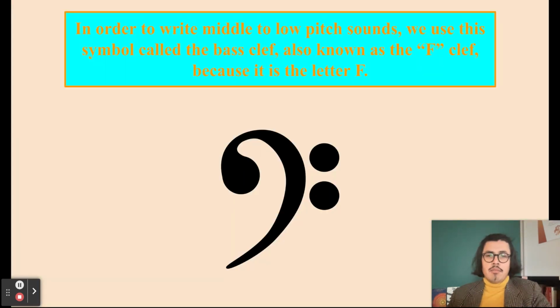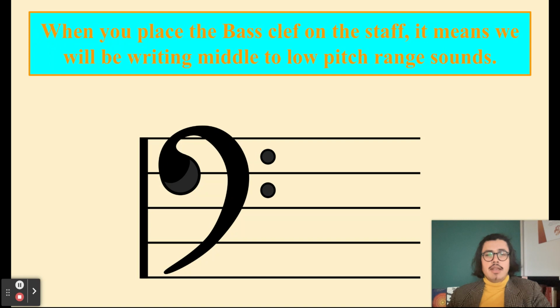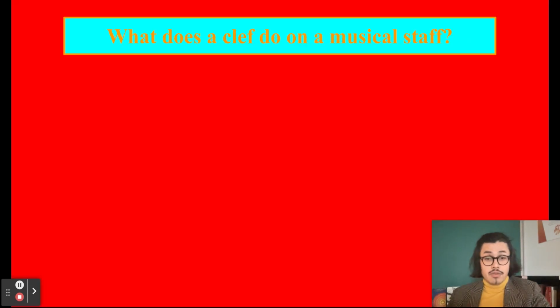In order to write middle to low pitch sounds, so that's from middle C all the way down, we use a symbol called the bass clef, also known as the F clef, because it literally is the letter. It's a nice cursive F. If you notice those two dots, those are around the line that we would usually place our F on. Okay, when you place the bass clef on the staff, it means we will be writing middle to low pitch range sounds, just like when you place the treble clef, it means middle to high pitch range sounds.